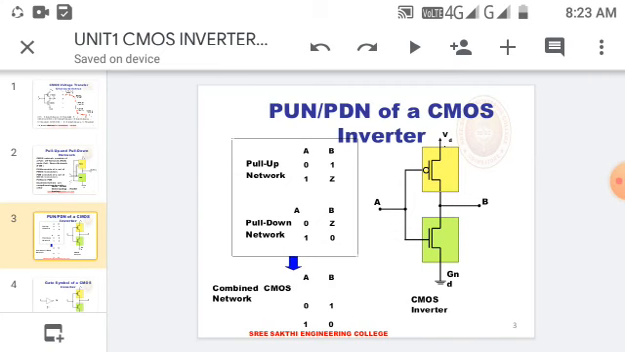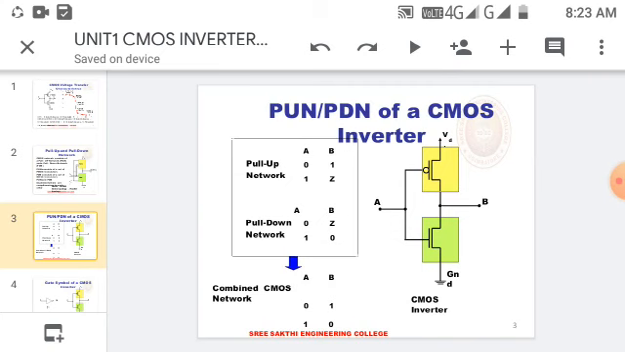Similarly, if you come to the pull down network, if A is 0, though the circuit is closed and connected to ground, the output will not be able to get. So what is maintained? The previous voltage is maintained in the output because PMOS is in open circuit. When input is 1, the output will be 0. Though there is no path present in PMOS, we are getting the output as 0.